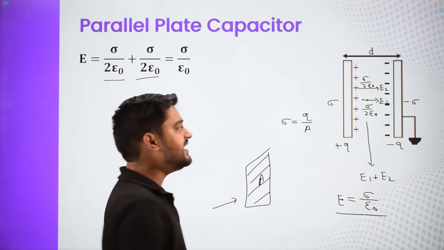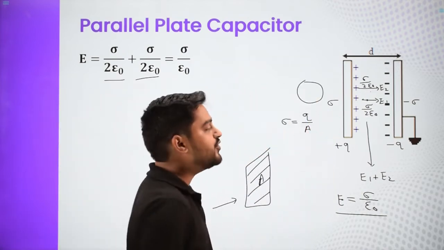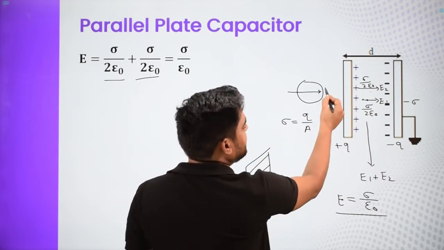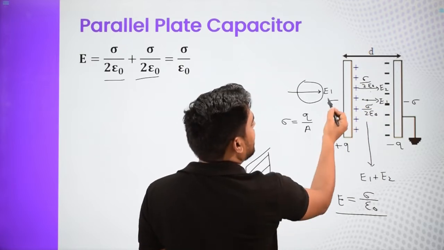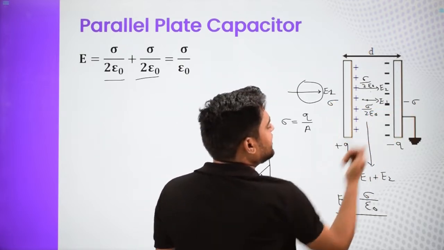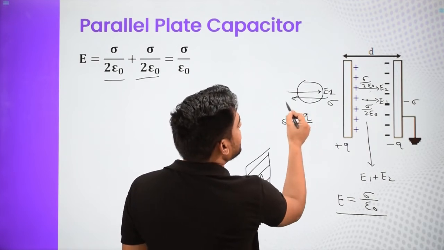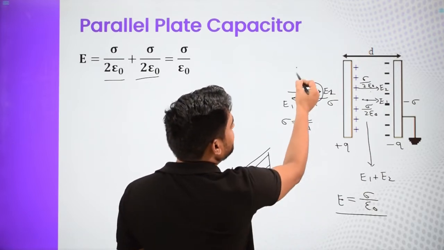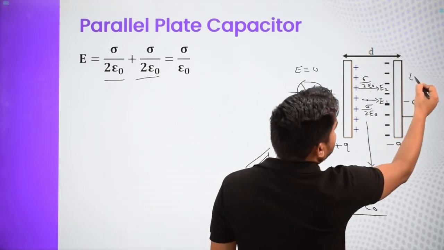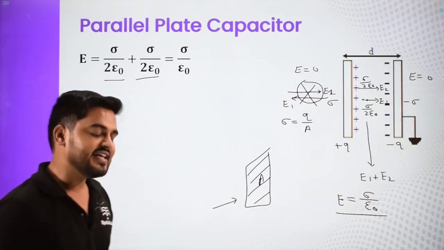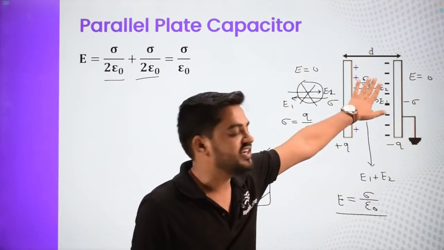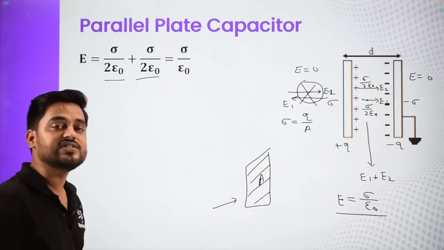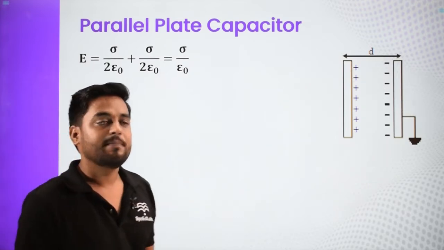Now, next thing is what is the electric field in this region? Due to this positive plate, it is in this direction and it doesn't depend on the distance, it is still E1. And due to the negative plate, it is towards the negative plate. Due to the positive plate, it is away, and that is also E1. They are equal in value and opposite in direction, hence they cancel out each other. So the electric field in this region is 0. And what about the electric field in this region? That is also 0. So the electric field in the middle region is sigma by epsilon naught and in the outer regions it is 0. So the electric field is only found in between the two plates of the parallel plate capacitor.